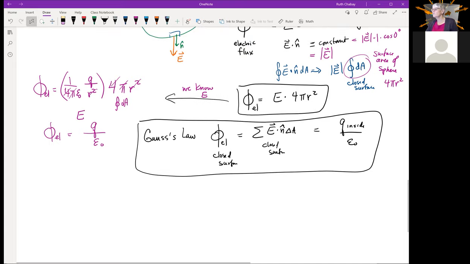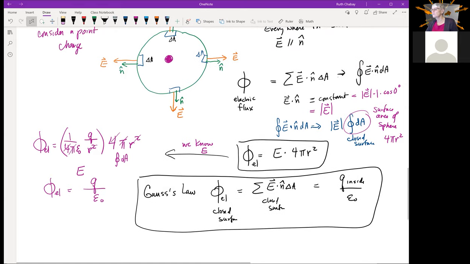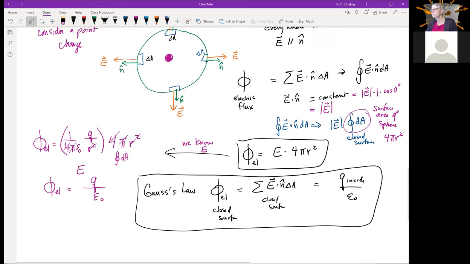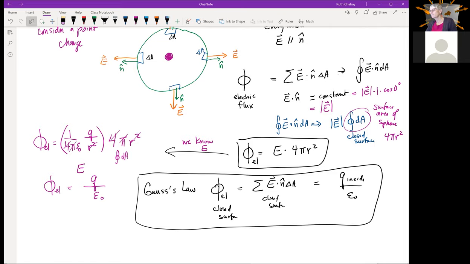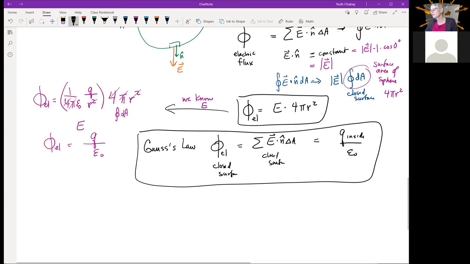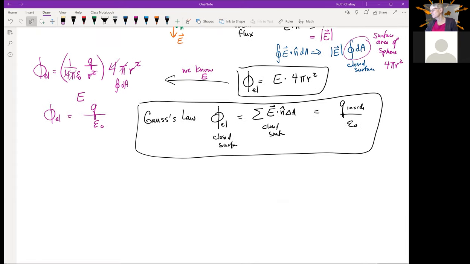Now, would this have worked if Q was negative? Yes, it would have, because in that case, the electric field would have been pointing in, and therefore the cosine of the angle would have been a negative 1, and so we would have gotten a negative charge inside.